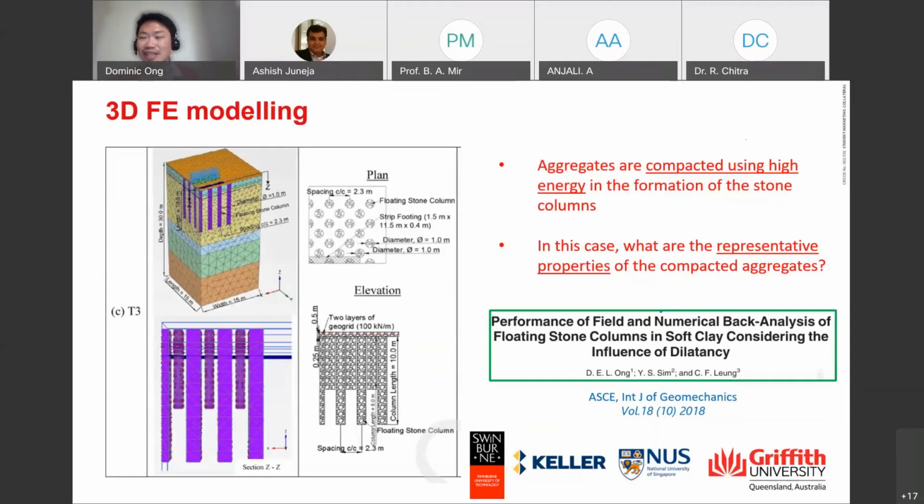Later on, I will show you the results of what the back analysis says. It actually shows that the aggregates that you compact with high energy would be better characterized by the dilation angle. Okay, and with the dilation angle coming into the picture, you can mimic and represent the soil structure behavior more correctly. So this is what I talk about in this paper. So we have some key discussion points in the subsequent slides.